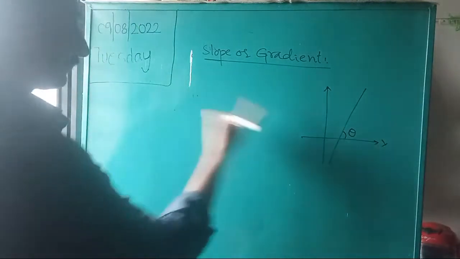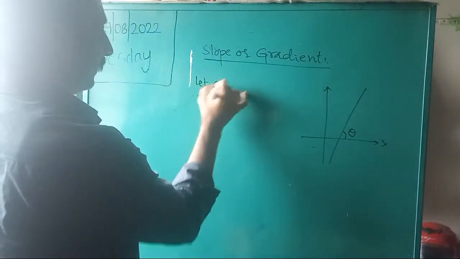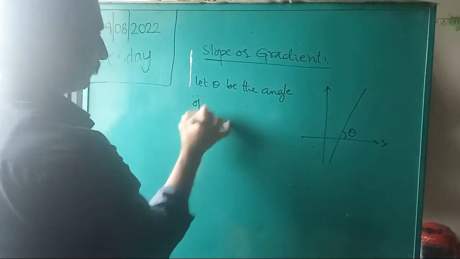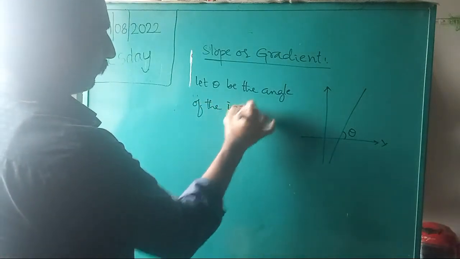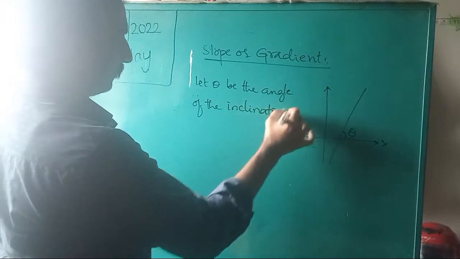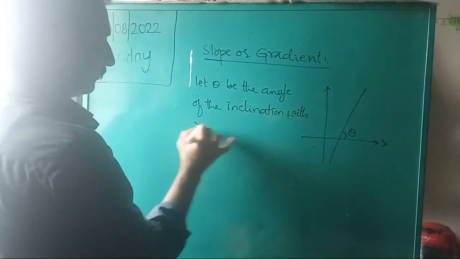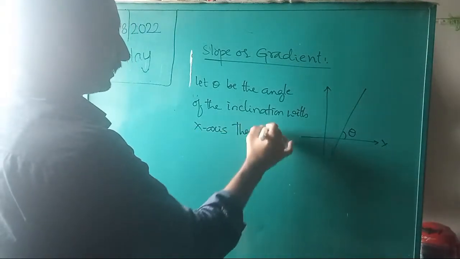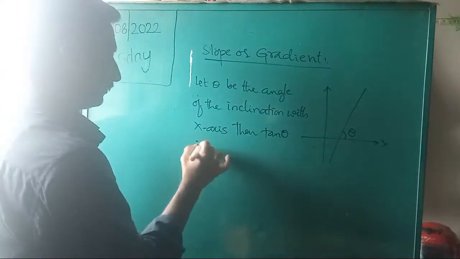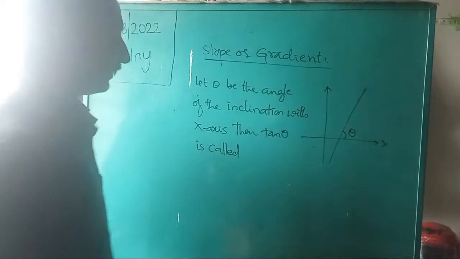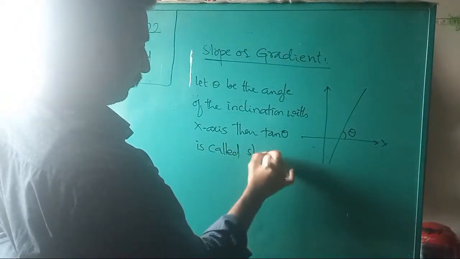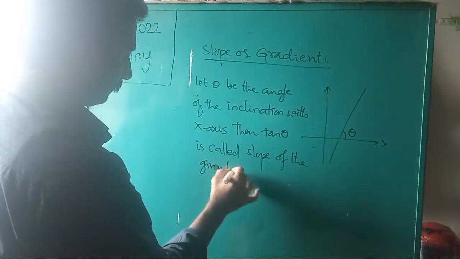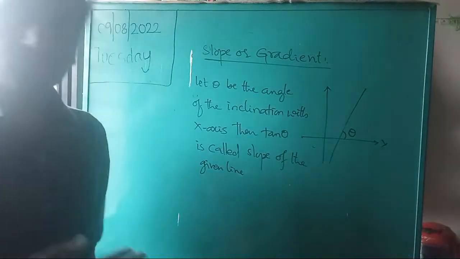See here, let theta be the angle of inclination with the x-axis, then tan theta is called the slope of the line, the slope of the given line, or whatever line you have taken.